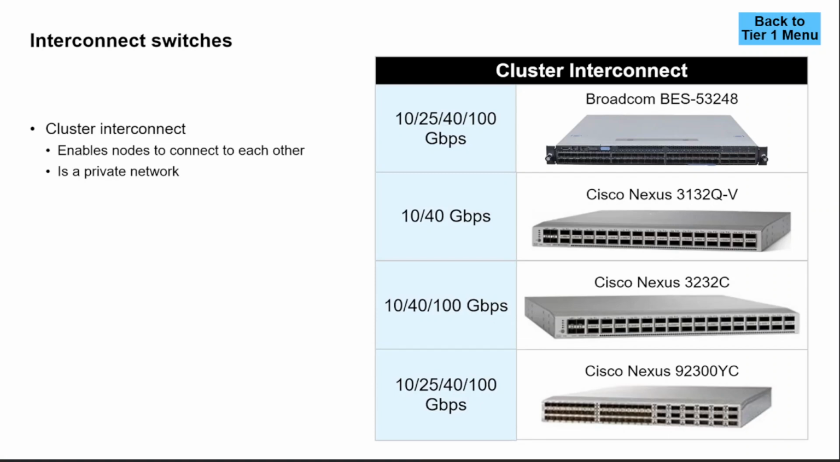The Cluster Interconnect is a private network used by the nodes in a cluster to communicate with each other. In a two-node cluster, the interconnect can be switchless by cross-connecting the storage controllers to one another. Clusters with 4 or more nodes require switches in order to create a cluster-wide network.